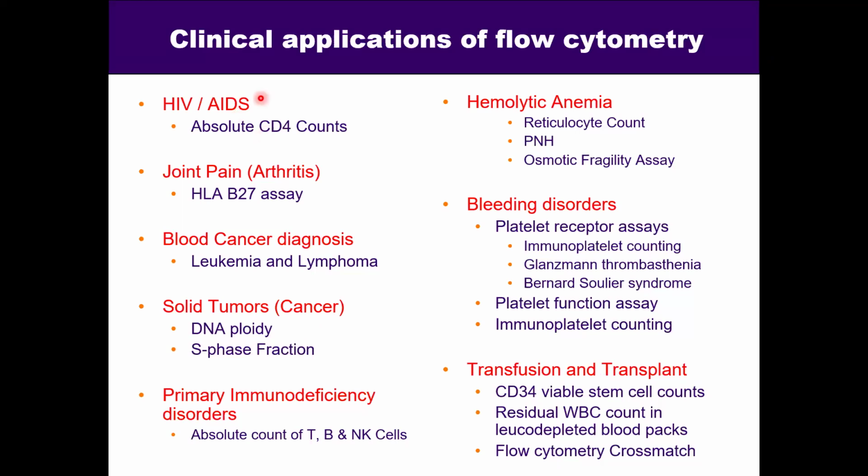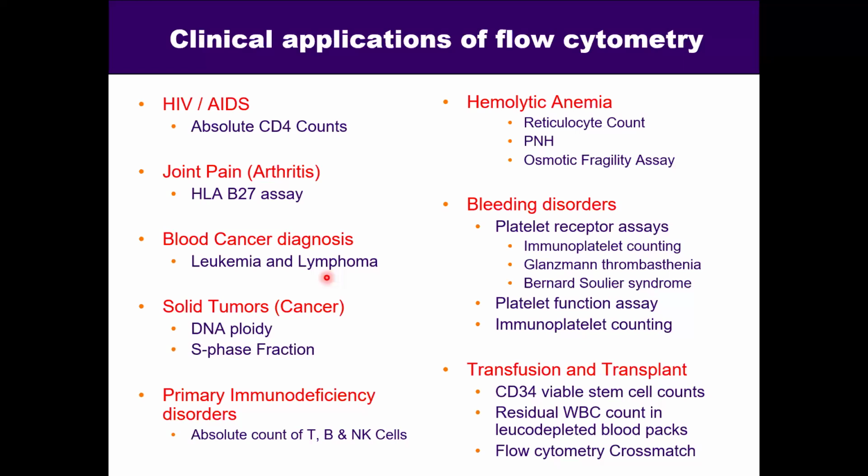They do absolute CD4 cell counts to check for HIV patients. For joint pain and arthritis, they run the HLA-B27 assays. They run leukemia and lymphoma panels, and it's a pretty good one. They run somewhere around an 11 or 12 color panel, where they diagnose blood cancer, or cancer basically. Then there is solid tumor ploidy. They check whether it's aneuploid, polyploid, or what the ploidy is, because you know that cancer cells divide abnormally.